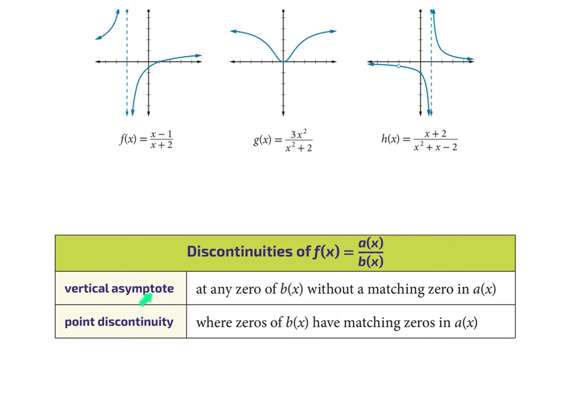So vertical asymptotes we've already talked about many times over. It's any 0 that does not have a matching 0, right? Point discontinuity, we've also talked about this. It's also called where a hole is, right? Where zeros have matching zeros in the top and the bottom. So if you can cancel it out, you're going to get this hole. If you can't, you're going to get a vertical, right?